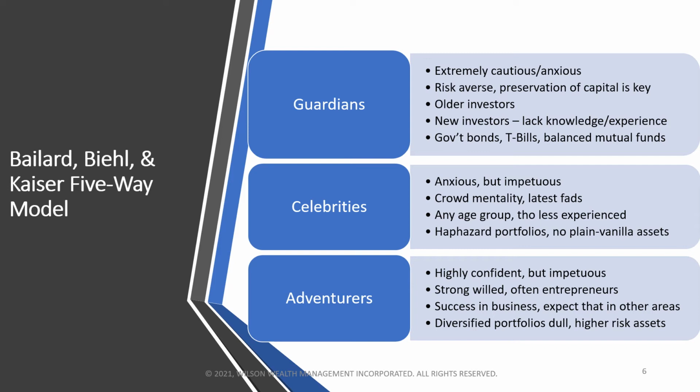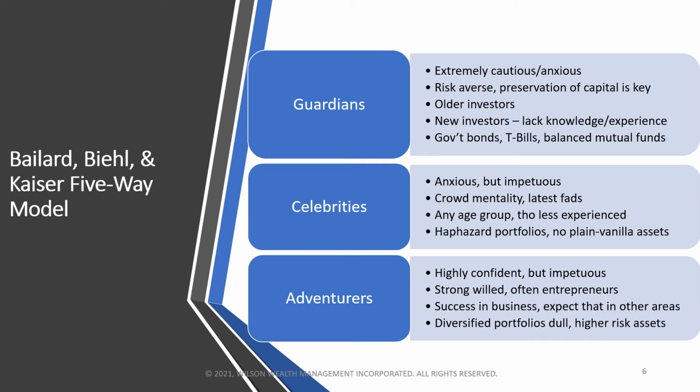And the Bailard Five-Way Model starts out with guardians. They're extremely cautious, they're anxious, they're risk averse. They want to preserve their capital. Often older investors who may have a perfectly reasonable view of why they want to go that route, because many older investors do want and do need to preserve capital, and they are willing to sacrifice return in order to have less risk.